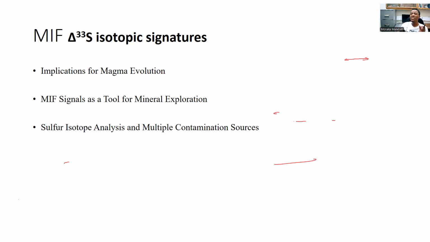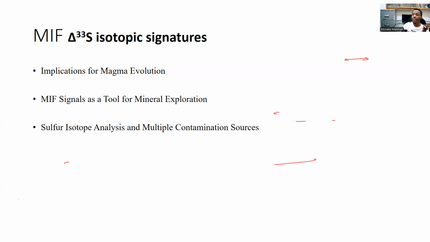It means now MIF signals or MIF isotopic signatures would serve as a geochemical fingerprint that would reveal much about the interaction between magma and the country rock. Okay. Now that would help geologists to pinpoint areas of enhanced mineralization because of these MIF signatures. Okay. I hope you understand what we're trying to say.